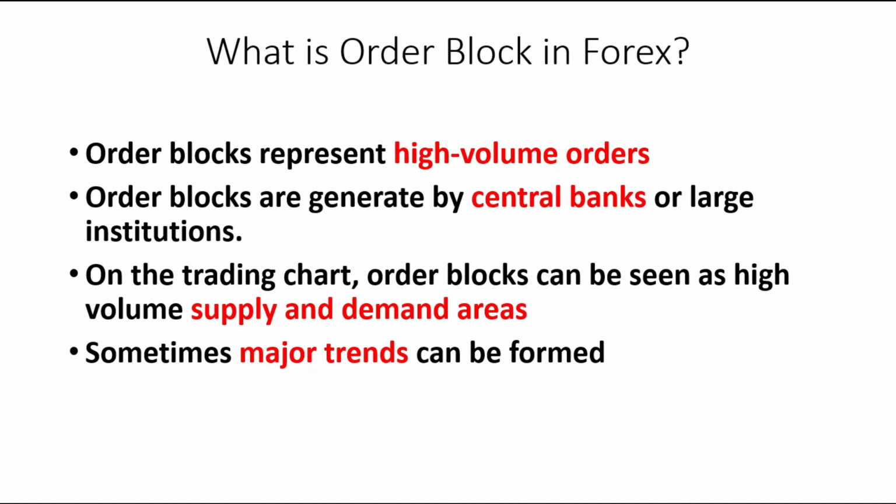First, order blocks represent high volume orders, and they're generated by central banks or large institutions. Usually on the chart, you can see order blocks as high volume supply and demand areas. Usually after these dramatic high volume trades, we can see some longer, maybe several days, several weeks, several months, major trends. But this is not the situation for every single month.